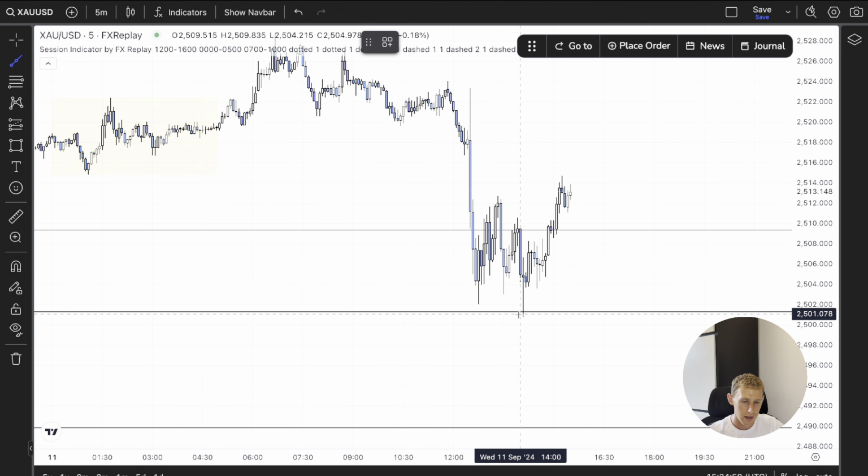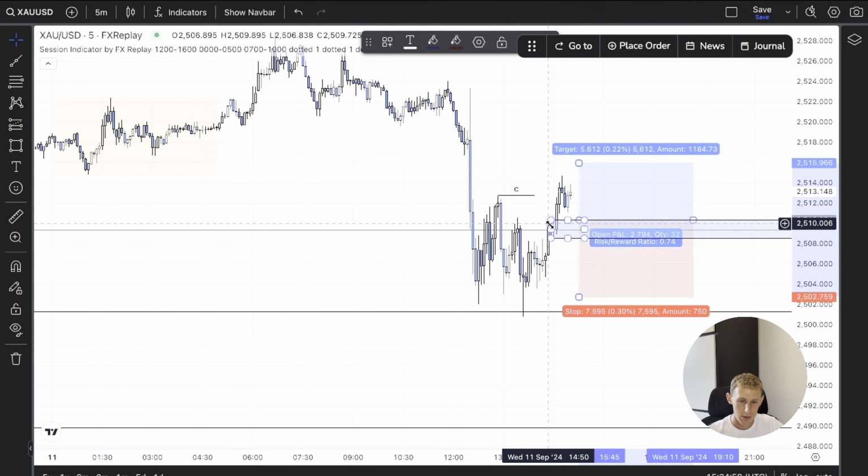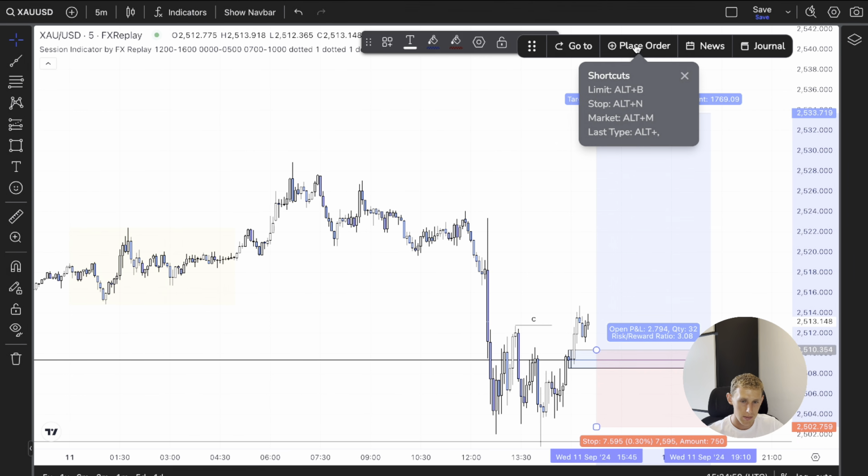Yep, so this is perfect. As you can see, swept the demand, then gave that change of character. We've got an area of imbalanced demand right here. So I'm going to set my limit on this area. Stops, I want to have it slightly below. And again, just 1 to 3 standard TP.